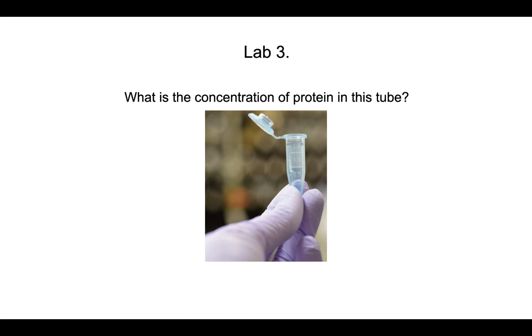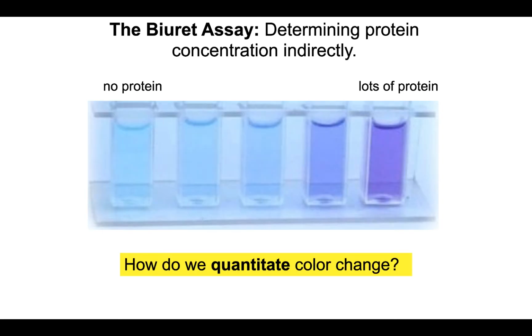In this week's lab, we're going to pretend to be biochemists who've just purified a protein. Before we go to the next step, before we start doing experiments with this purified protein, we need to know what the concentration of that protein is. There are several ways to do this. You're going to do one of those ways using something called the Biuret assay. Now, the Biuret assay is an indirect assay.